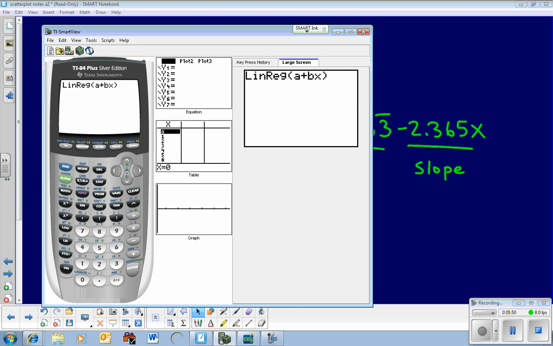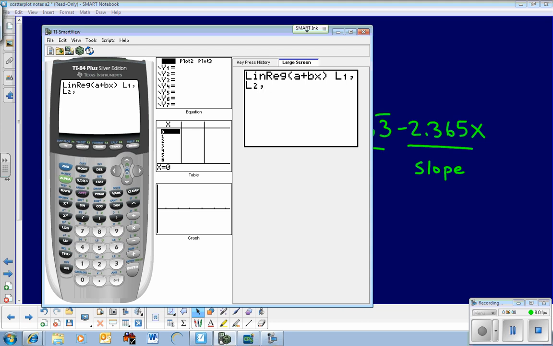There are actually 3 commands. If your lists are ever not 1 and 2, you want to hit second, the number 1 for list 1, comma, second 2. And this is telling your calculator use the x's in list 1 and the y's in list 2, just in case we ever are using other lists.